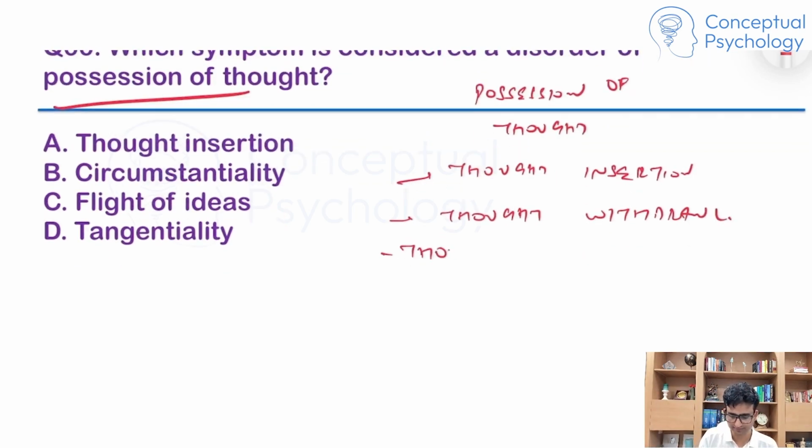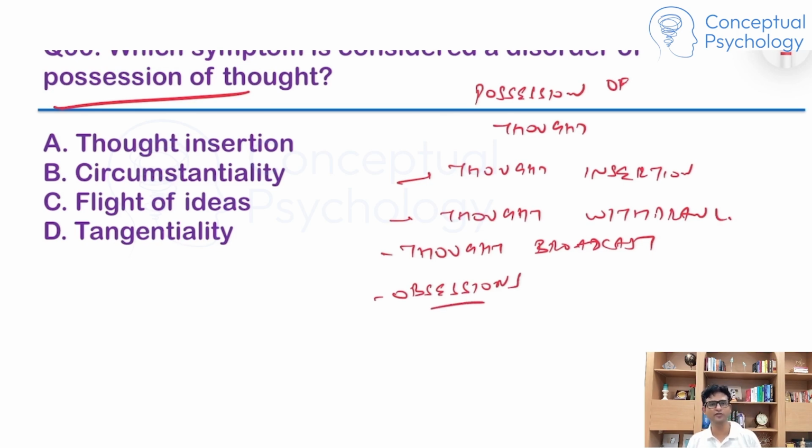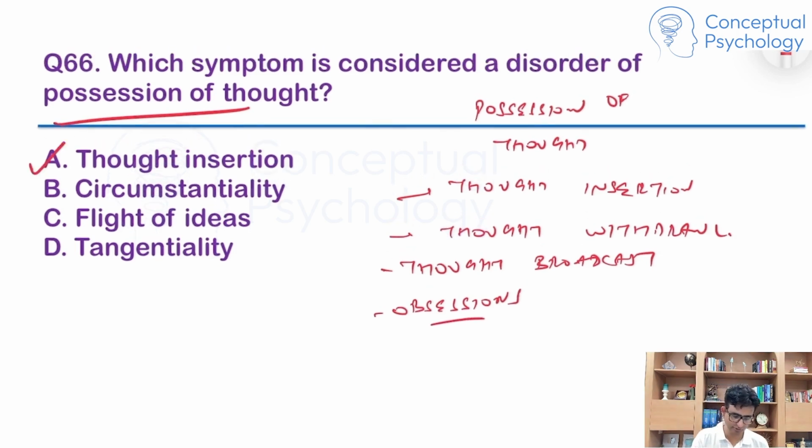Thought broadcast. The patient says, whatever I think, it gets broadcast and everybody understands it. Like there is broadcasting on TV, and if something is happening somewhere and it is getting broadcast, everybody gets to know. Similarly, the patient says, whatever I think gets broadcast. And even thought withdrawal is considered a disorder of possession of thought. So the answer is disorders of possession of thought.